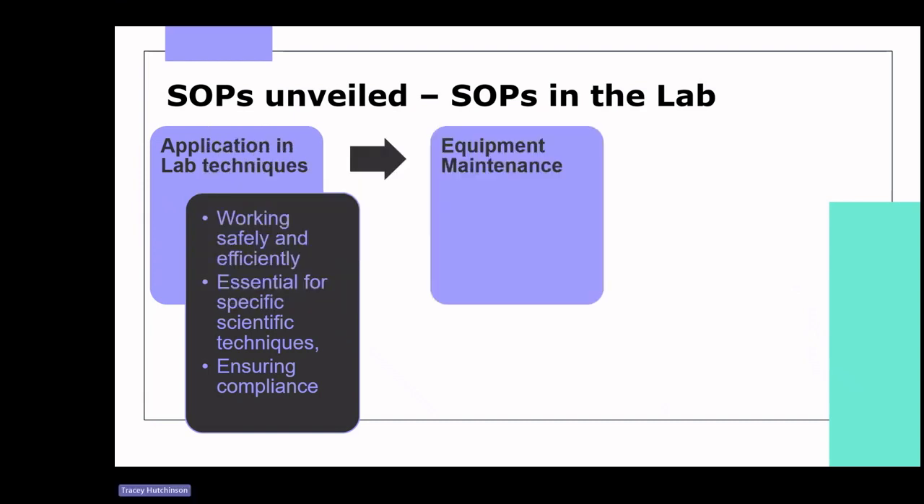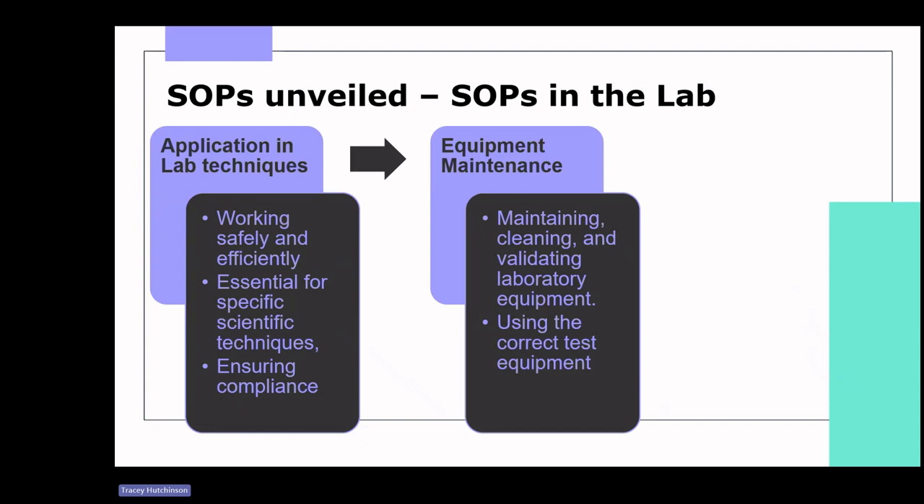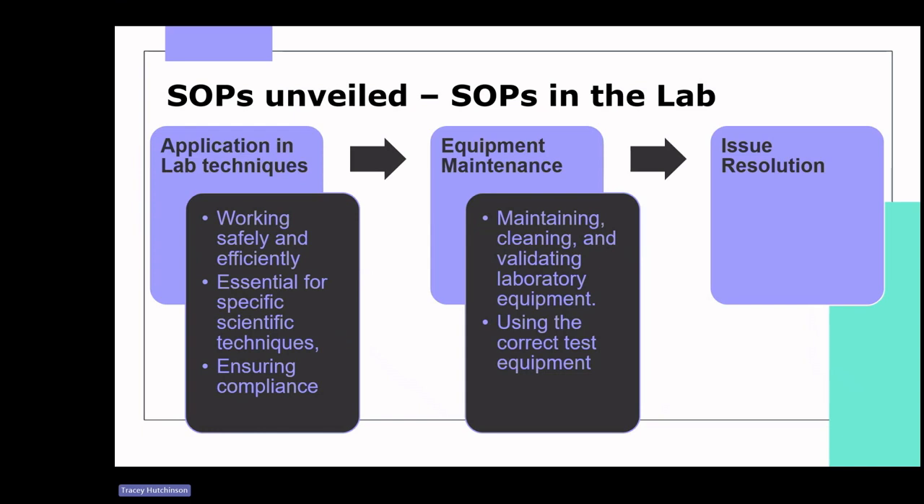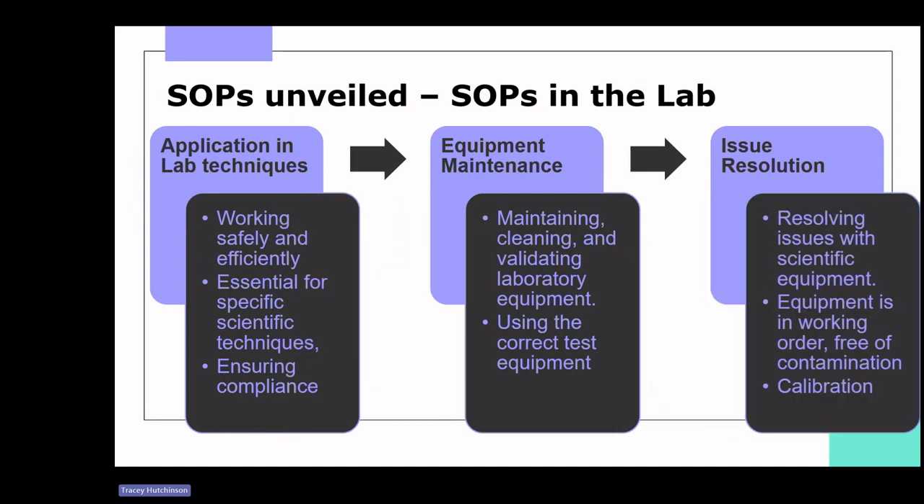Equipment and maintenance: SOPs go beyond techniques, guiding us in maintaining, cleaning, calibrating, and validating laboratory equipment. This includes interpreting manufacturer's instructions and using the correct test equipment when following appropriate SOPs. SOPs play a crucial role in resolving issues with scientific equipment. They ensure equipment is in working order, free from contamination, recalibrated per manufacturer's instructions and SOPs, and reset when necessary.